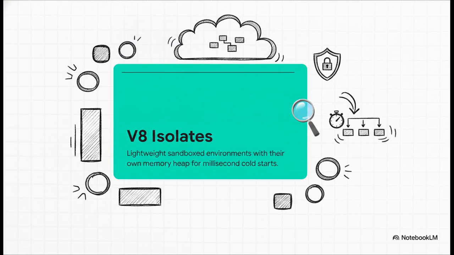They use V8 isolates. Instead of spinning up a clunky, whole new virtual machine or a container for every single request, an isolate is just a disposable, incredibly lightweight, sandboxed environment with its own memory heap. This means your cold starts happen in mere milliseconds, which, if you've ever sat around waiting for a traditional serverless function to wake up, you know is an absolute game changer. It completely prevents side effects between concurrent requests, keeping your serverless compute insanely fast, cheap, and secure.